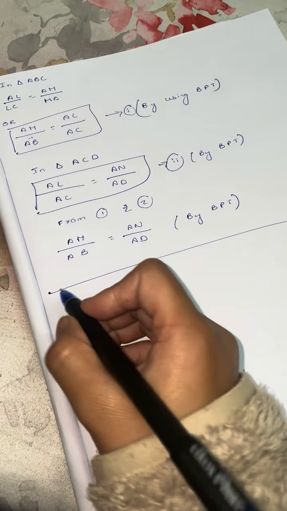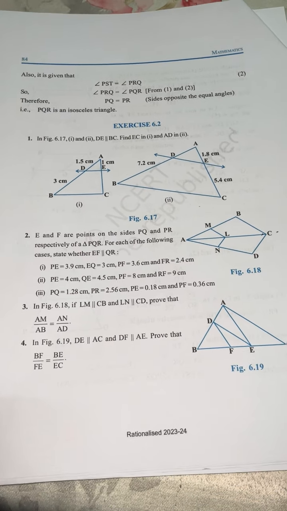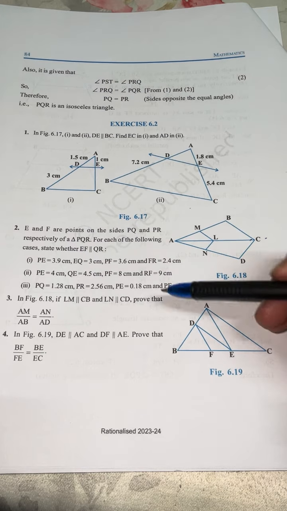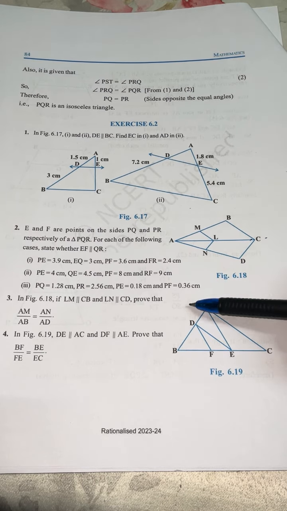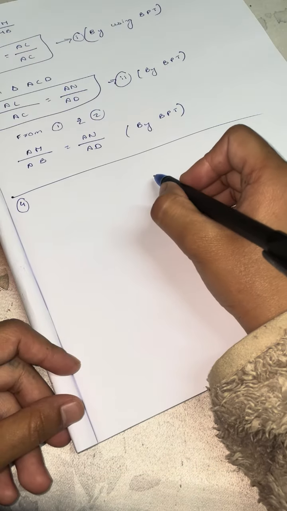Let's look at the next one, that is number 4. In figure 6.19, DE is parallel to AC. So let me draw here.